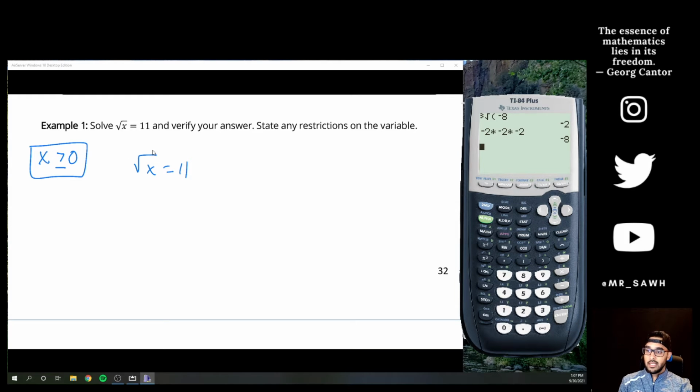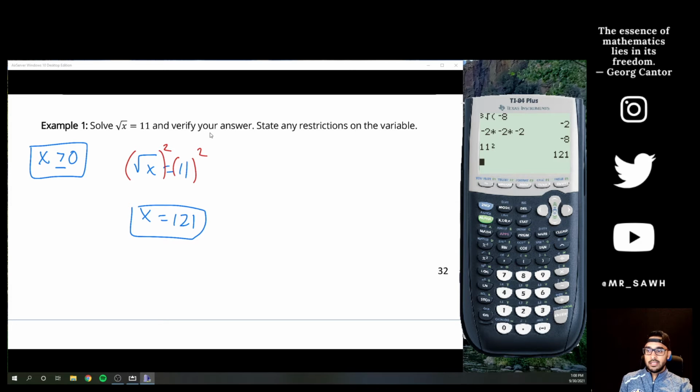Step 1, isolate the radical. It's by itself on the left side of this equal sign, so that's a good thing. Now I can get rid of it by squaring both sides, which is going to mean x is going to be equal to 121, right? That's 11 squared. And you can double check in your calculator, but there you go.